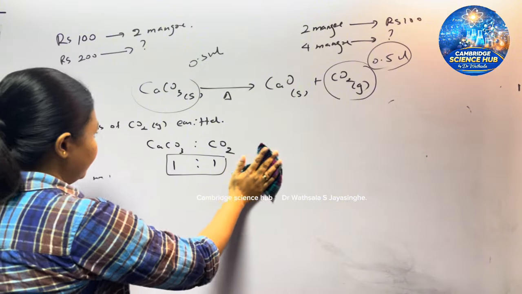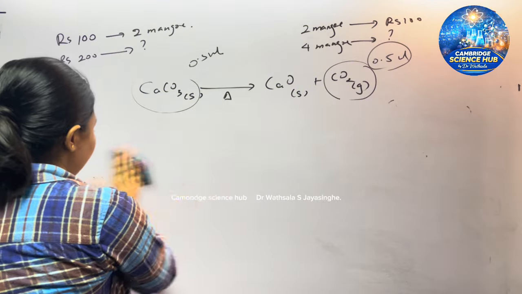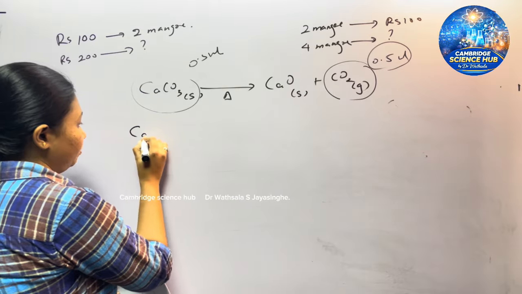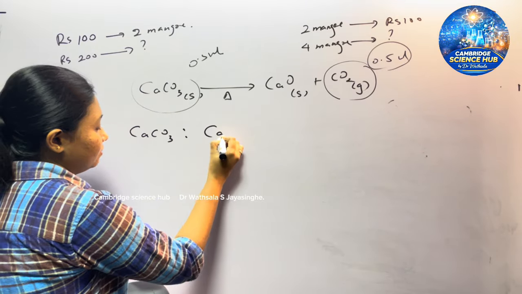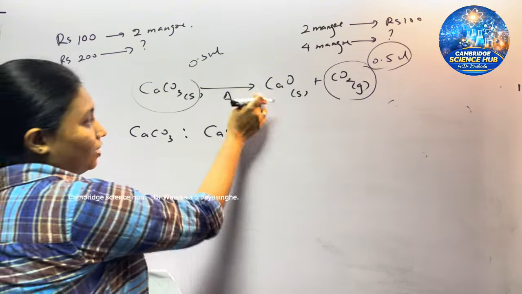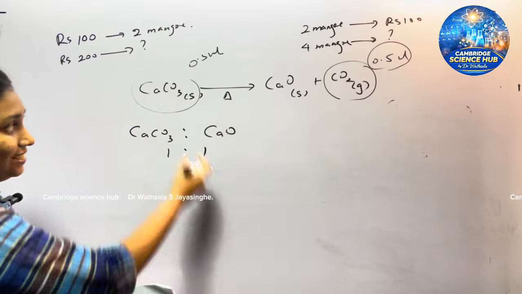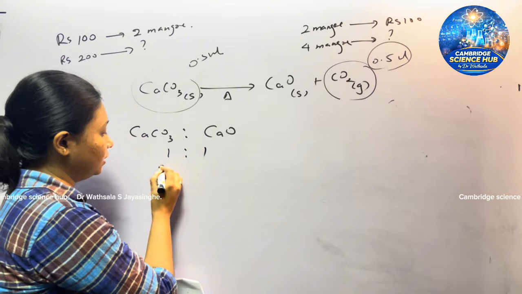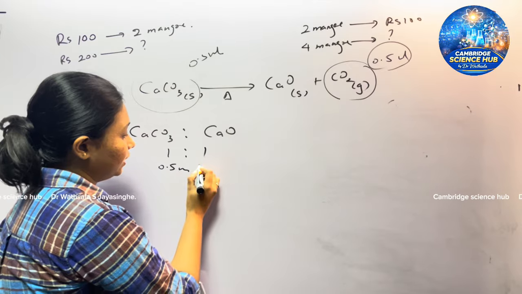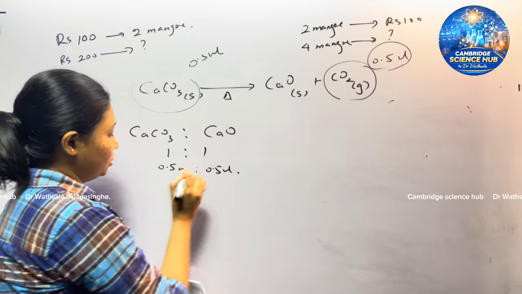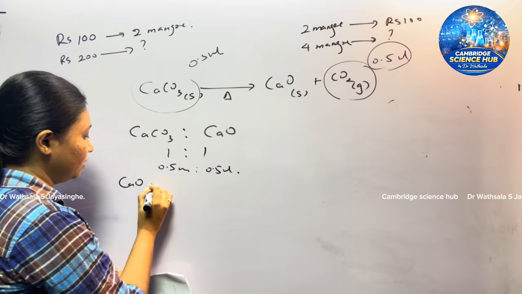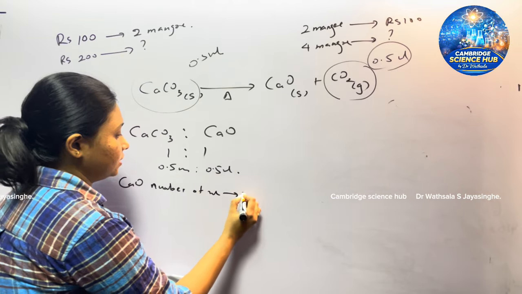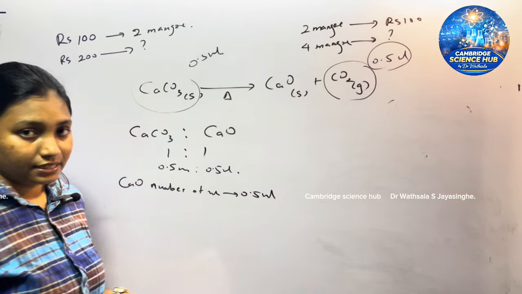Then you have to find the ratio between calcium carbonate and calcium oxide. It is also 1 to 1. The ratio is 1 to 1. How many moles of calcium carbonate is there? 0.5 mole. So here the calcium oxide number of moles will be 0.5 mole. They ask for the mass, no?